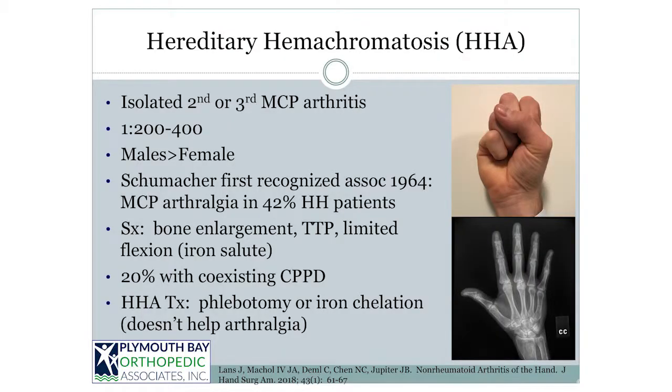The interesting thing with this is that it can be confused with rheumatoid arthritis, because rheumatoid arthritis usually affects those big knuckles, especially the second and third, or the index and middle finger. But if it's isolated to those and the patient has a history of hemochromatosis, this is usually what it is. And Dr. Schumacher first noticed this in a good number of hemochromatosis patients.